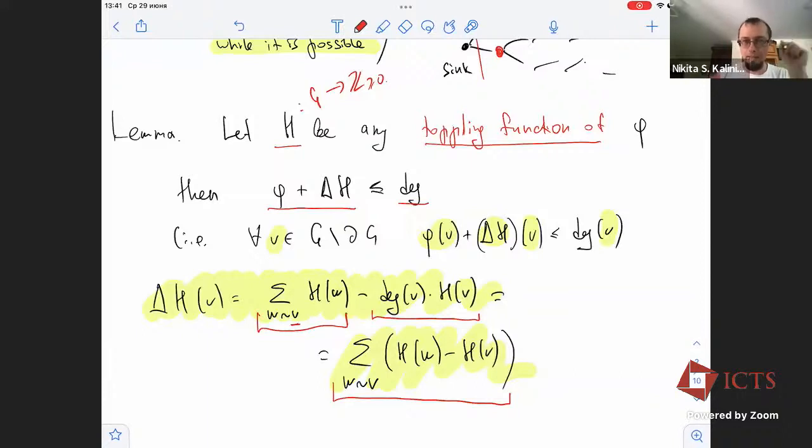And I claim that if I know the toppling function, then it satisfies this inequality. Let me just stop for a second. Well, I claim that it's more or less obvious. Just wait for 10 seconds. Please think about it and then explain.